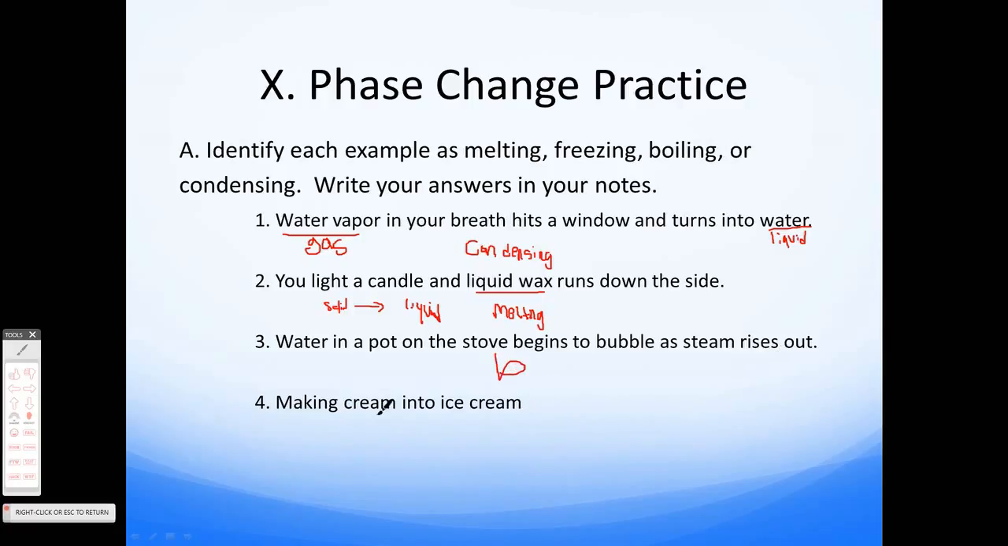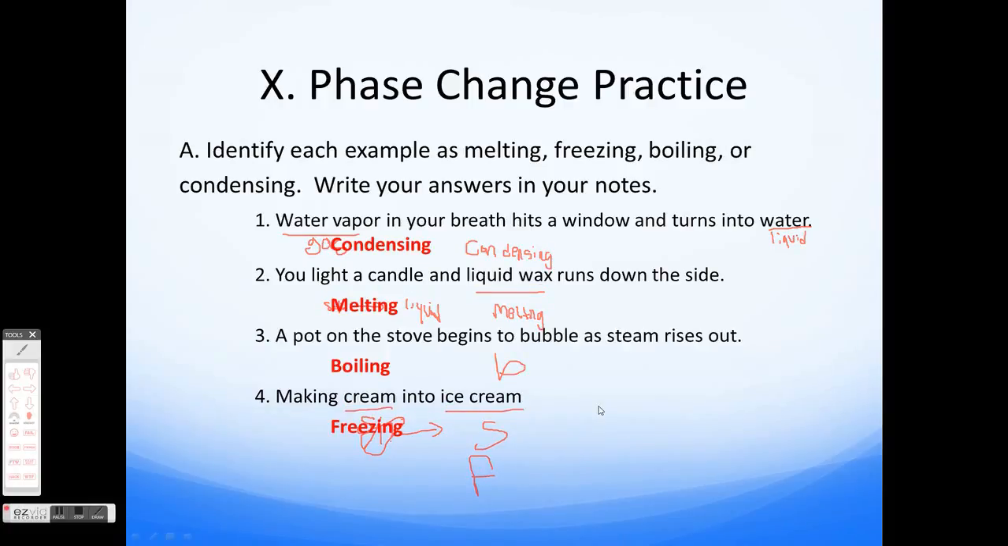And then making cream into ice cream. This one's tricky. So cream, solid, liquid. Cream's going to be a liquid. What you want to do is you want to do that flowchart we did in the phase diagram to see, does this have a specific shape, and does this have a specific volume? And then our ice cream is going to be a solid. So if we go liquid to solid, we are freezing. And there we have the answers. We did it correct. Woohoo!